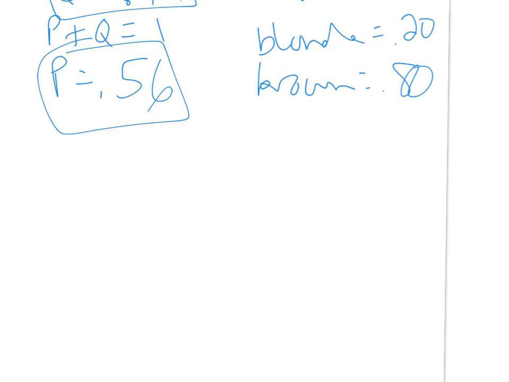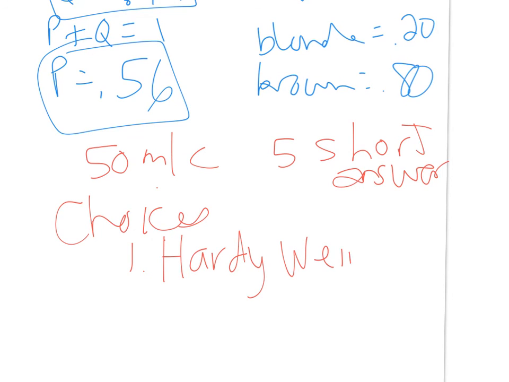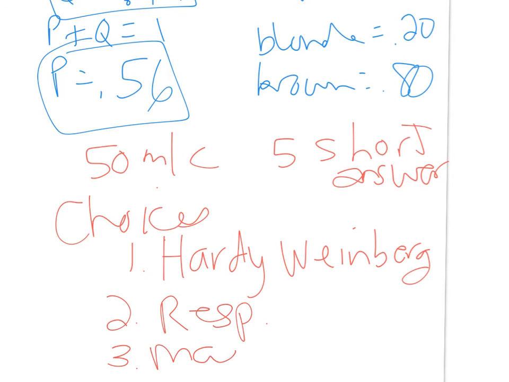All right, so let me write this out. So you're going to have 50 multiple choice. You have 5 short answer. And then you're going to have 3 choices. So your choices are going to be, choice number 1 is going to be a Hardy-Weinberg essay. Choice number 2 is going to be on cellular respiration. And choice 3 is going to be on macromolecules.